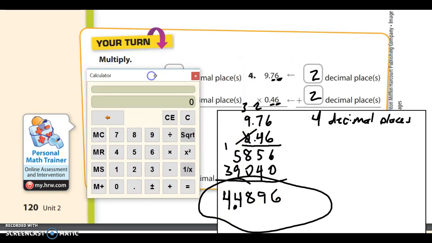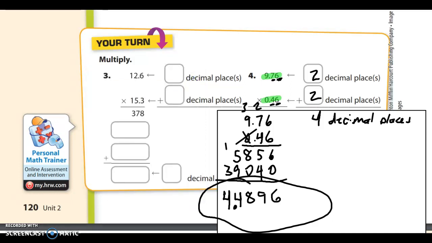This is not the easiest one to check for reasonableness. We could say it this way. This is almost 10, and this is about half, and half times 10 is 5. You could also just punch it into a calculator. 9 and 76 hundredths times 0 and 46 hundredths is 4 and 4896. We got it right. Well, good job. You're done with page 120.